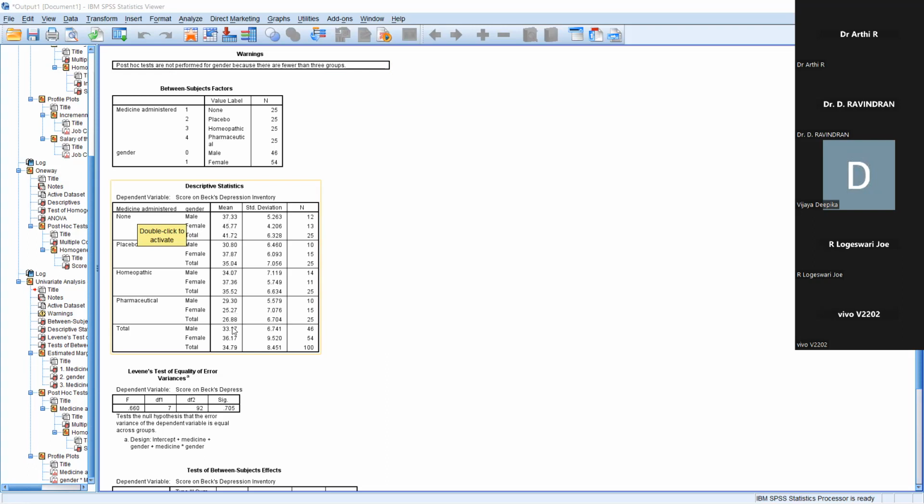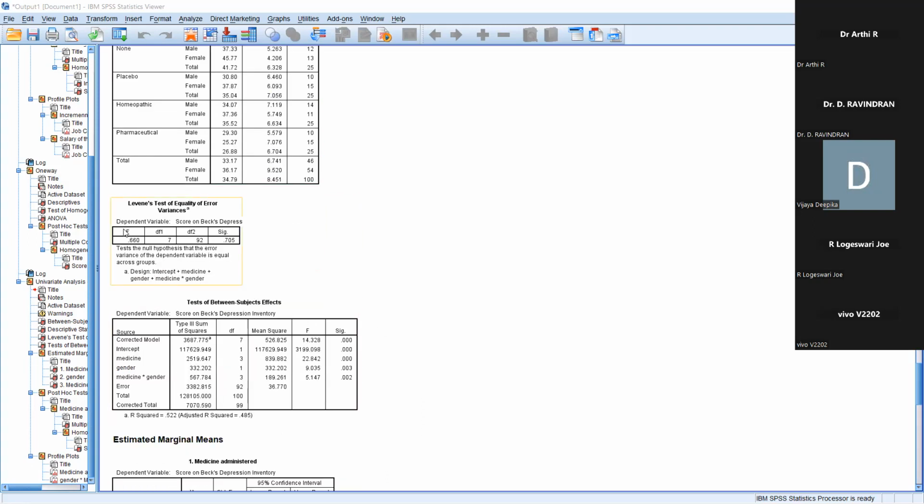So you see in all the tables, female seems to be having a higher depression score when compared to the males, except in the case of pharmaceutical. Is it clear from this table? How I'm finding out from the mean value. So in the first table, you see males having 37, female having 45, like that. So you see the mean is always high for females in all the different administered medicines, except in the case of pharmaceutical, where females have 25 as a depression score and males have 29 as a depression score.